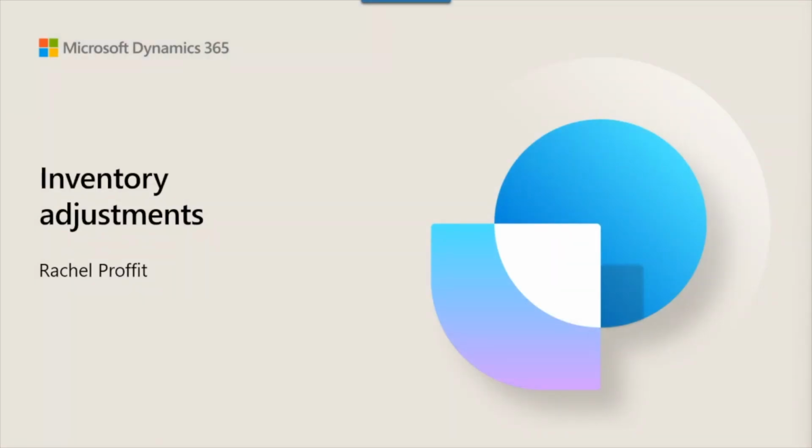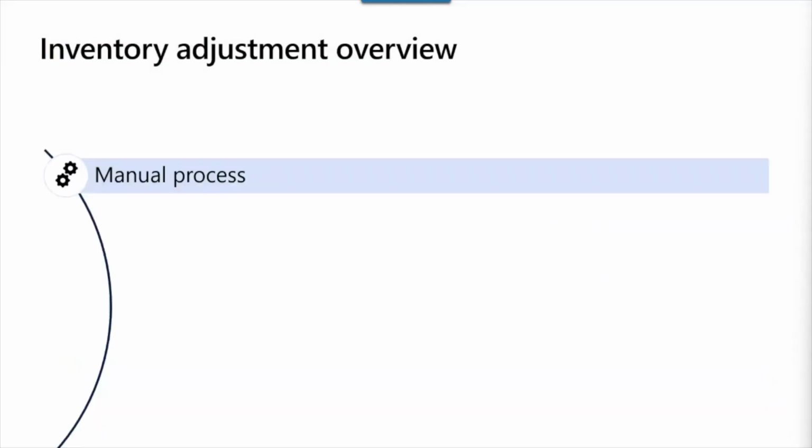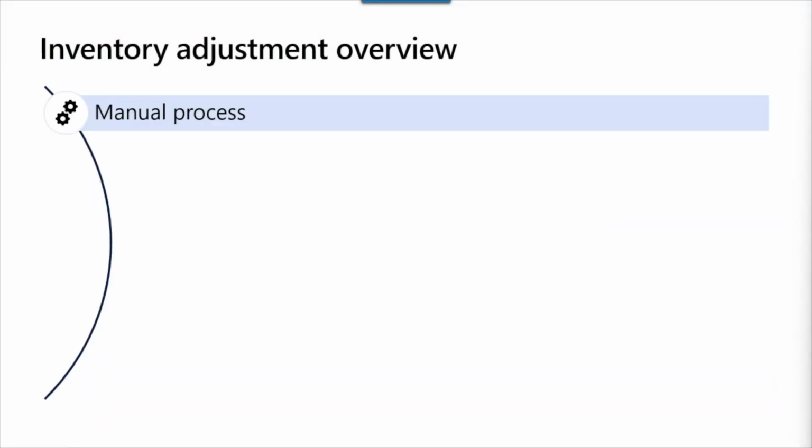Thanks, Anne. In addition to the close and recalculation process that Anne has just reviewed with you, there is another option called inventory adjustments. So let's take a closer look. The adjustment process is a manual process that's used typically to make corrections to the inventory cost of either on-hand inventory or a specific receipt transaction.